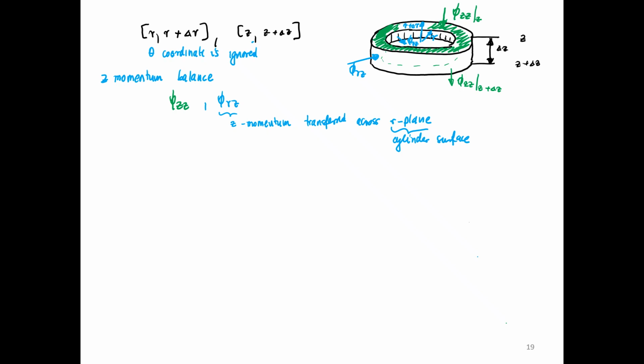So now I gotta balance what's coming in and what's coming out. Okay? And I gotta collect all of the contributions over an area, right? So I'm gonna just call this area AZ. I'm just gonna call it AZ for now.